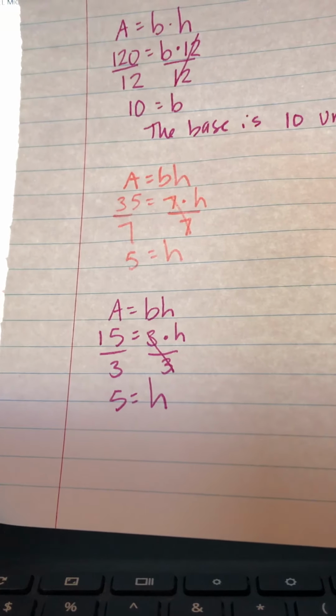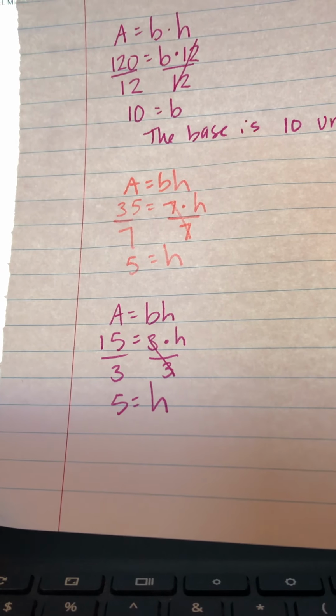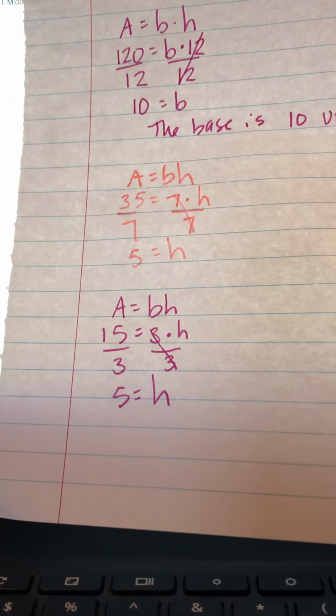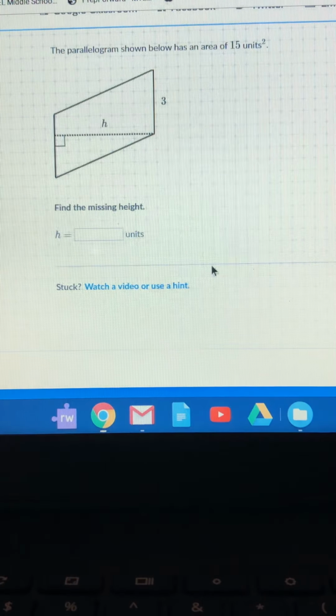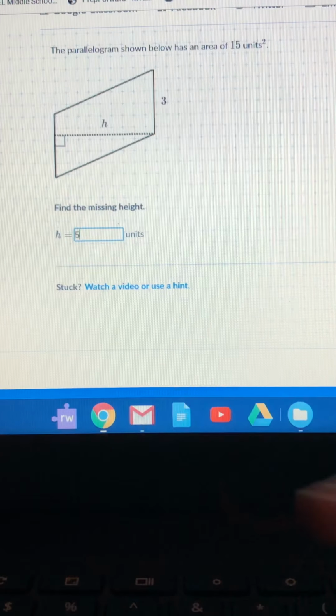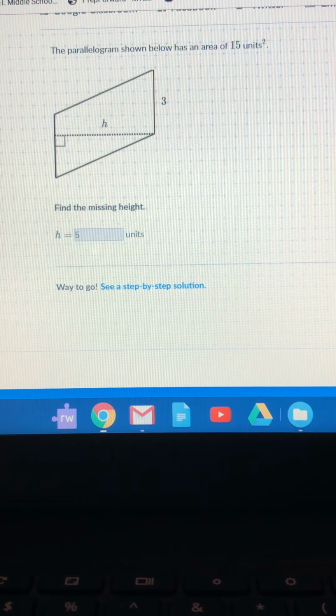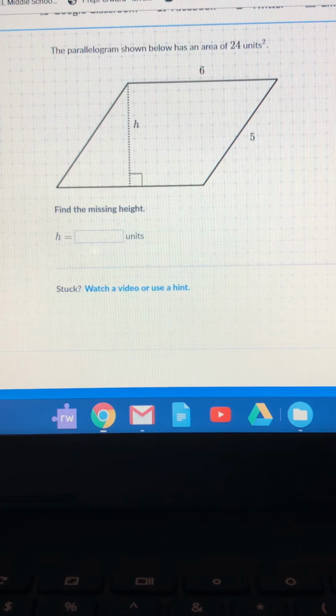Okay, so area is equal to base times height. 15 is the area, which is equal to 3 times h. Divide by 3 on both sides. 5 is the height. So I would go ahead and type in the 5. Check that. Moving on to the next one.